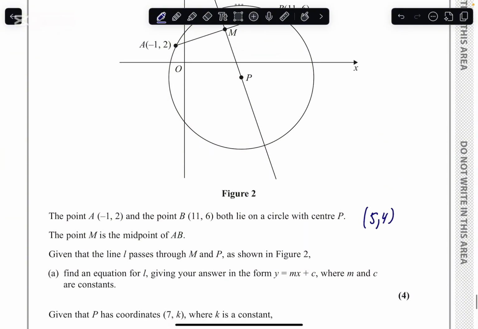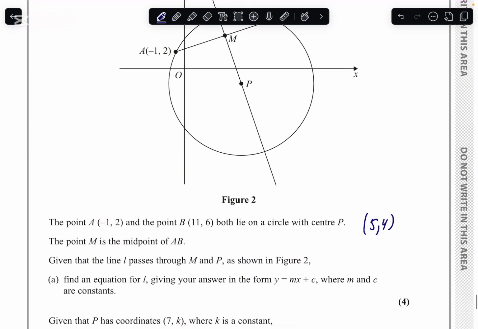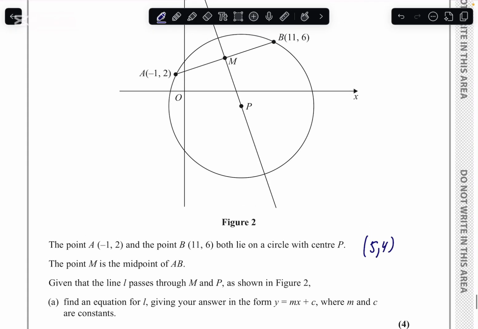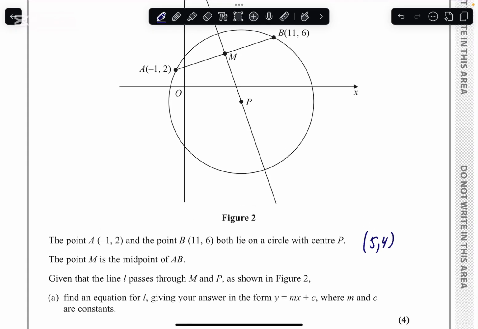Then, to find the equation of L, we need to know the gradient. How will we find the gradient? We will find the gradient of the line AB, and the gradient of a perpendicular line is the negative reciprocal: we invert the sign and reverse the denominator and numerator.